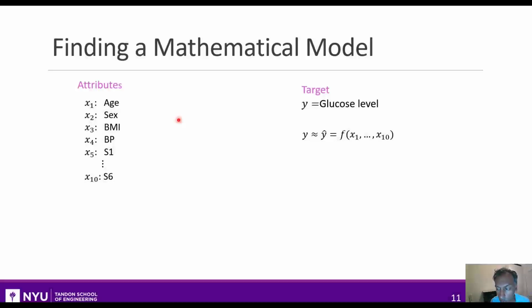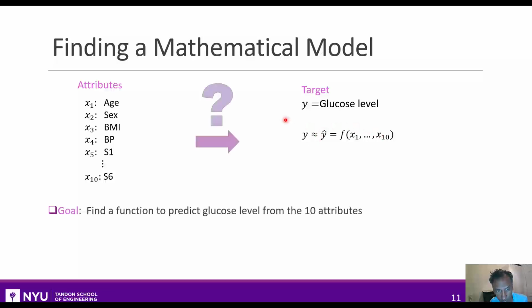Okay, now that you've loaded the data, let's look at the problem a little bit more mathematically. What we have for each sample are 10 attributes, like the age, the sex, the BMI, and so on. Since there are 10 of them, we could label them as x1 to x10. And what we want to do is take that vector of values and make a prediction of the glucose level. If we label the glucose level as y and a prediction y hat, we want to find a function that maps the x's to that y.